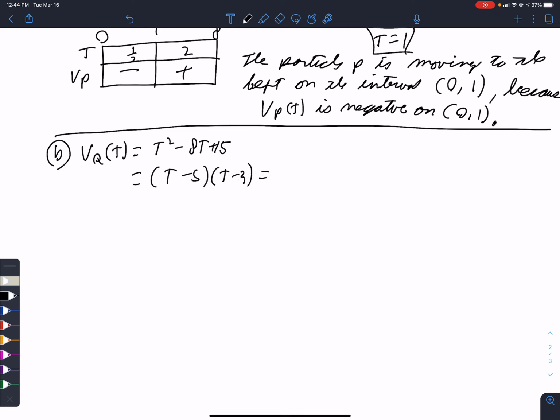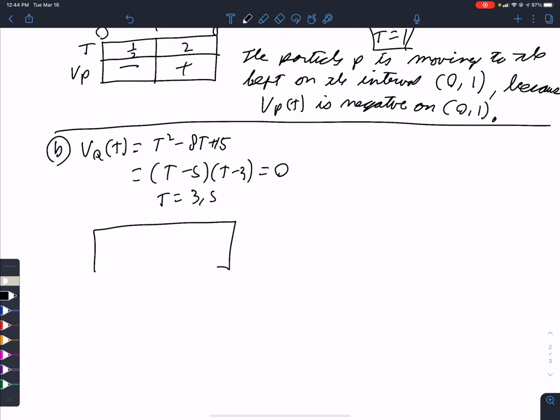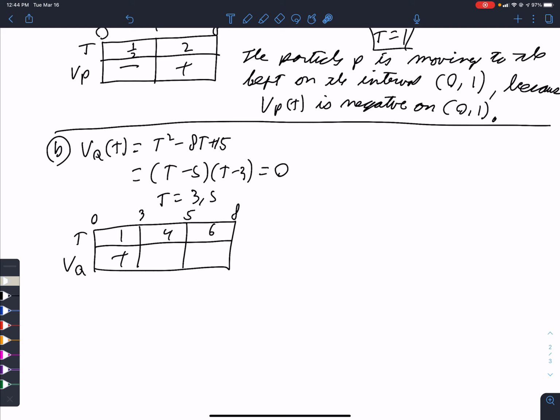And again, for an object to change directions, it has to stop. So you want to know when it equals 0 and test all the regions around that. That's going to come out to be 3 and 5. So we're going to make a table just like we've done before and find out what the velocity is at points around 3 and 5. This is time. This is a velocity in the q direction. Plug in 1. Negative, negative makes positive. Plug in 4. Negative and positive make negative. Plug in 6. Positive and positive make positive. And there's my sign chart.